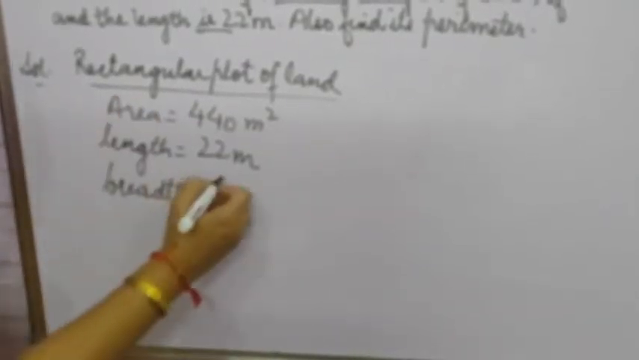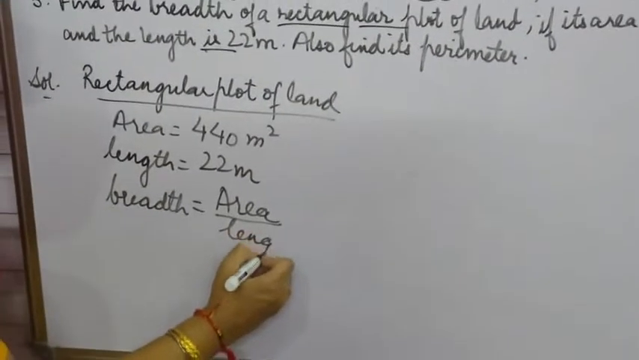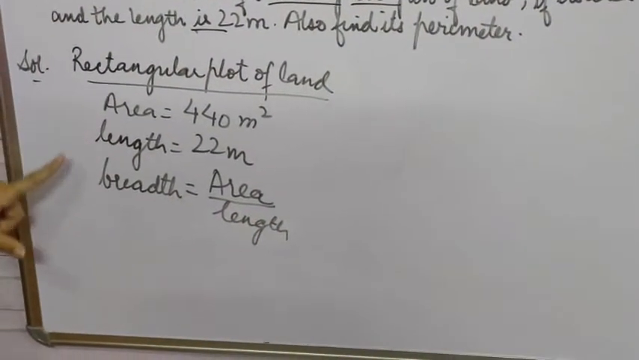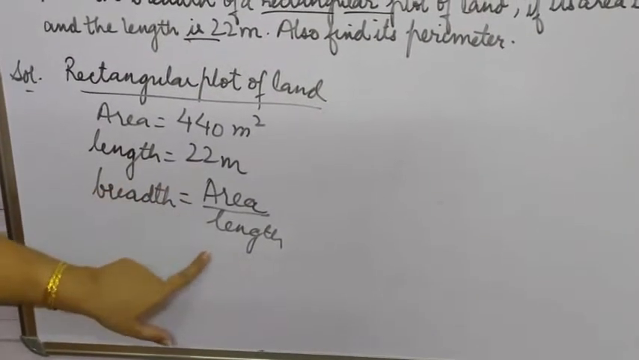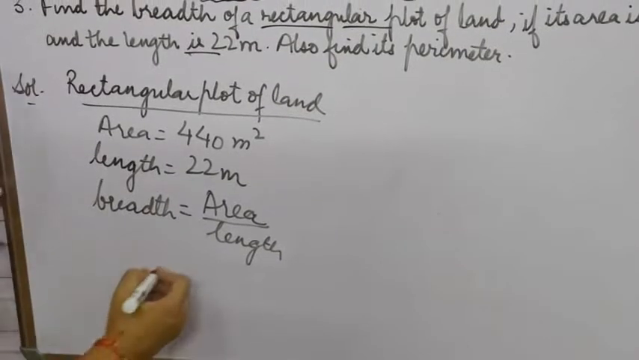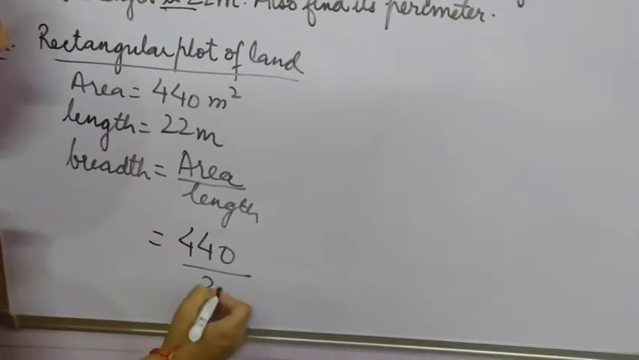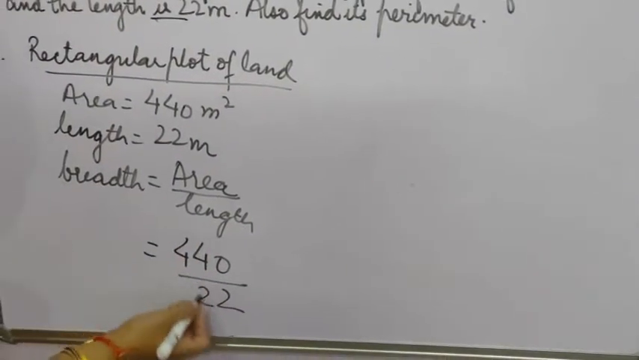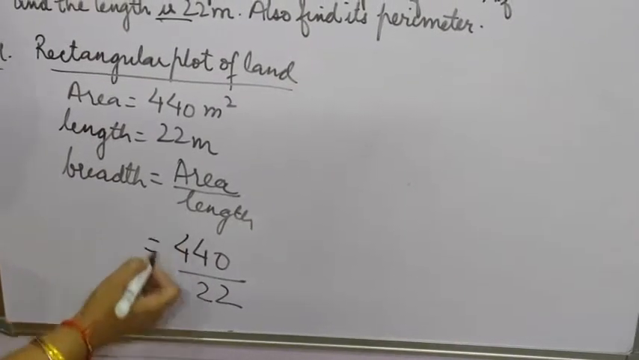So if we are to find out the breadth, then since product of length and breadth is area, so if we are to find out breadth, it is area divided by length. Similarly, if breadth is given to you and you are to find out the length, then length would be area upon breadth. So they both are calculated in the same manner. So it is 440 divided by 22.